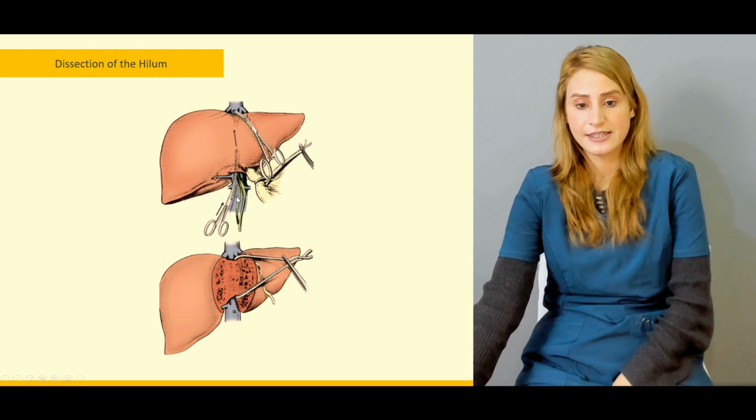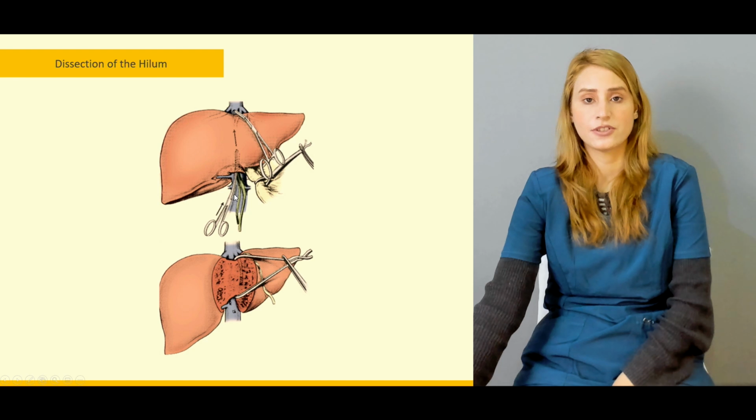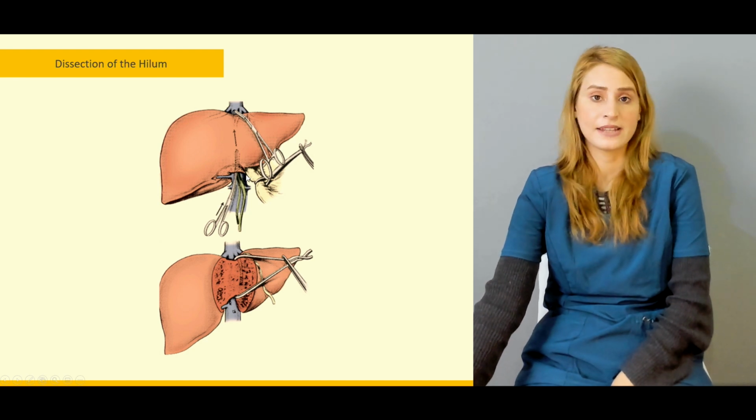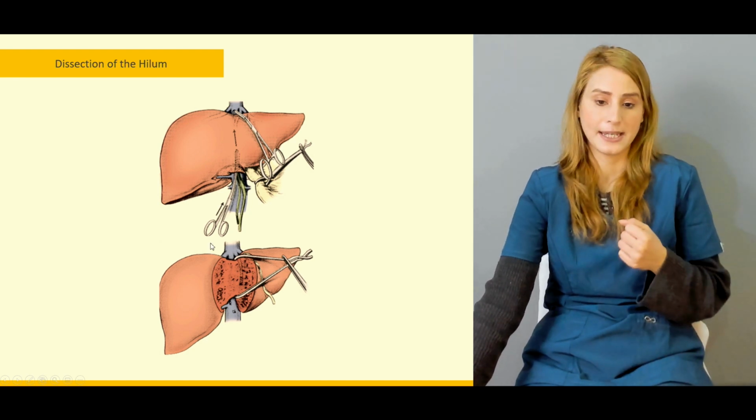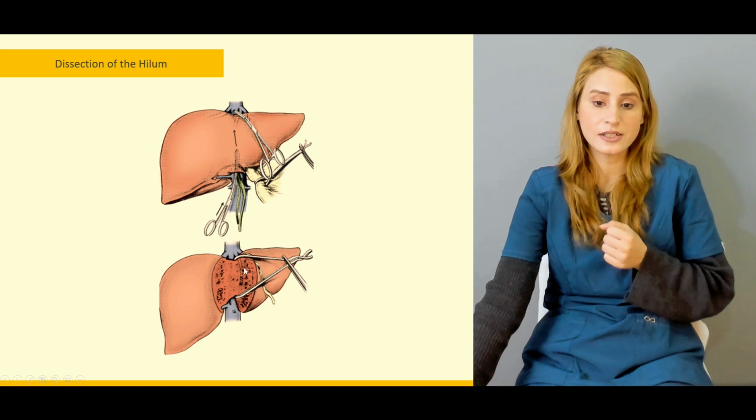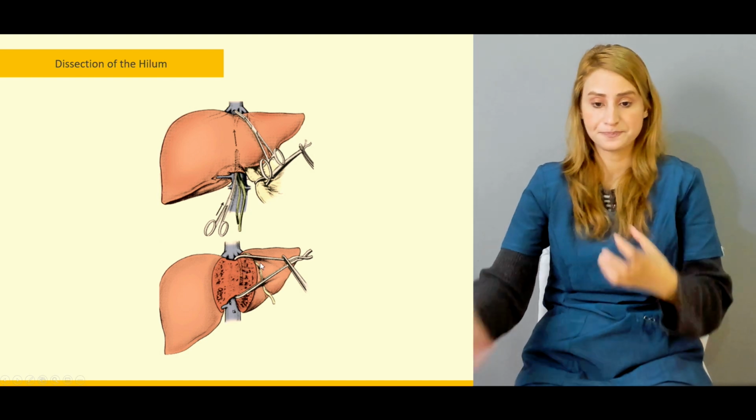So you ligate these structures, the larger veins and the smaller veins, you just simply ligate them. And then what you do is you put a sling on that.